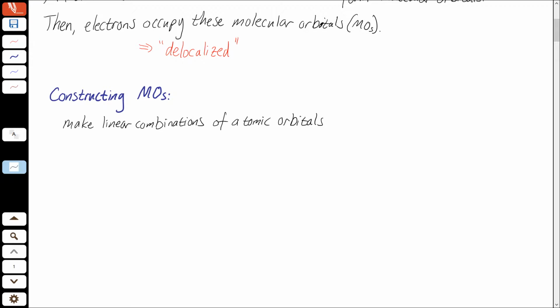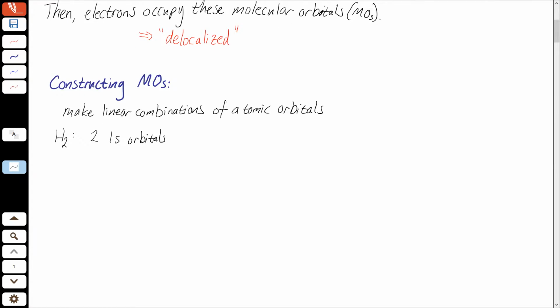So if we had hydrogen, H2, we would say that each hydrogen has a 1s orbital, right? That's what the bonding is? Okay. So our atomic orbitals are that we have two 1s orbitals. So to make molecular orbitals when the hydrogens come together, we're going to add and subtract those two orbitals.